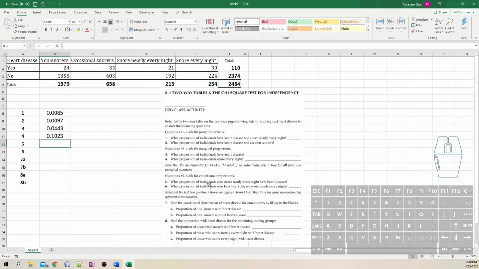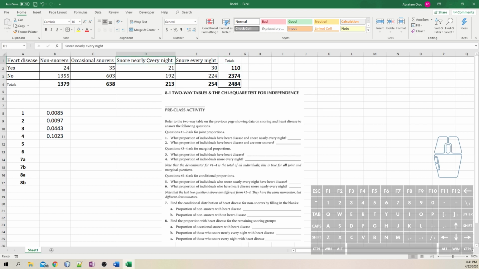Number 5, what proportion of individuals who snore nearly every night have heart disease? So now we're talking about conditional proportions. And these are only slightly different. They're not too bad. Usually it's going to be one of these cells divided by its total, whatever that may be. Okay, or one of these divided by its total. So you really have to read these questions carefully. So let's look at it again. What proportion of individuals who snore nearly every night have heart disease?